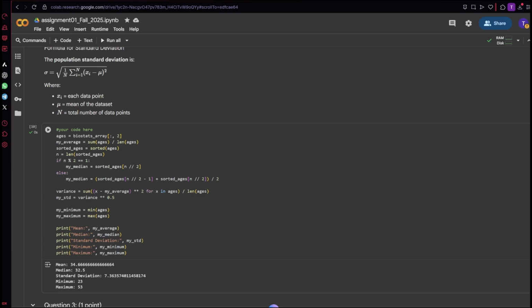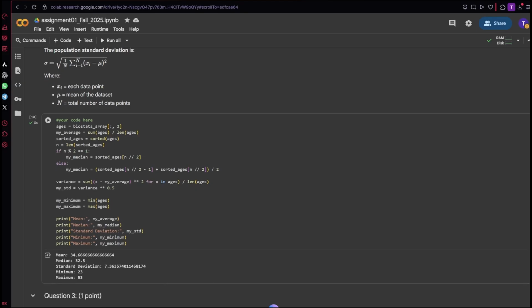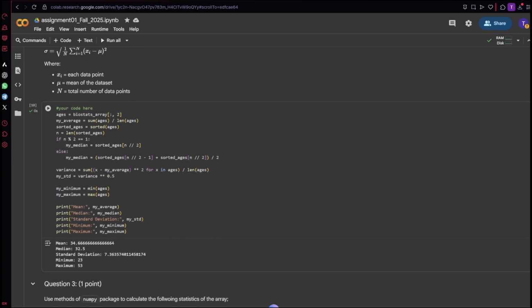For median, I sorted the data and found the middle value. Parameters are sorted ages and array length. Median is robust to outliers, important for data pre-processing in ML. For manual standard deviation, I used the variance formula. Parameters are ages array and calculated mean. This measures data spread and is essential for z-score normalization in ML.